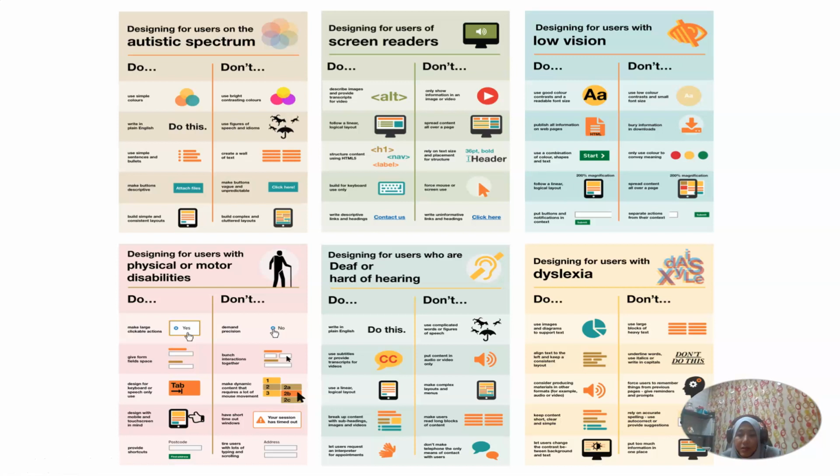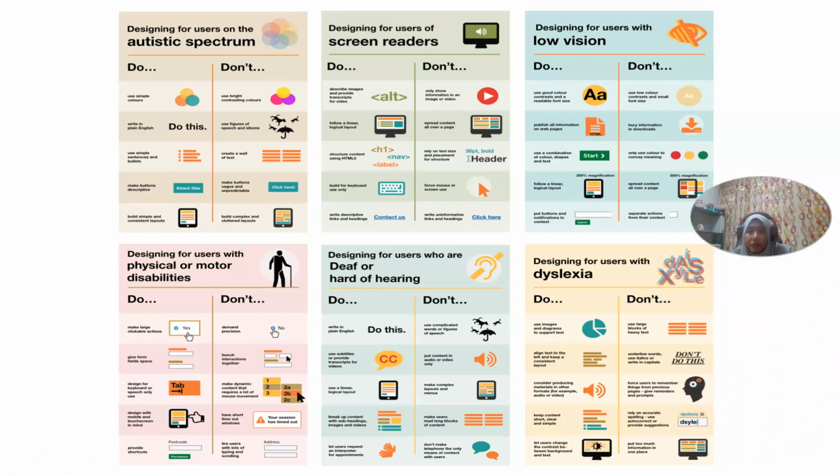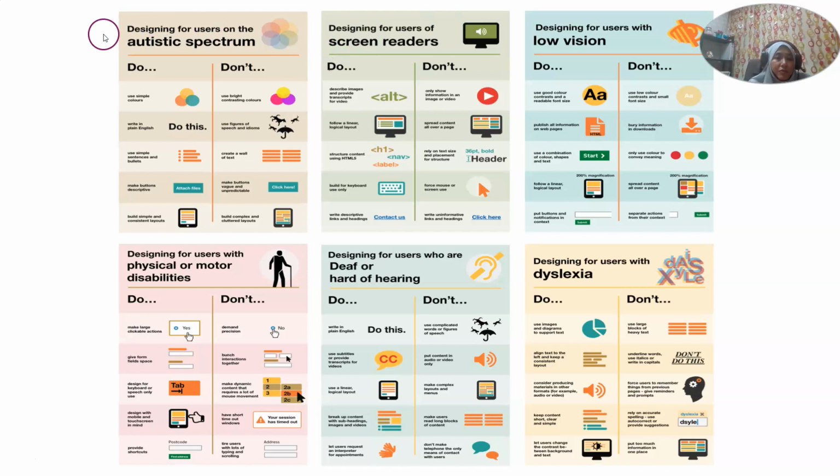Okay, so basically, this is how you design. This is some of the user interface experience, do's and don'ts. So this is a very good class. Okay, so if you want to design an application or multimedia content for special needs, for example for the autistic spectrum, you need to look at this. What do you need to look at?